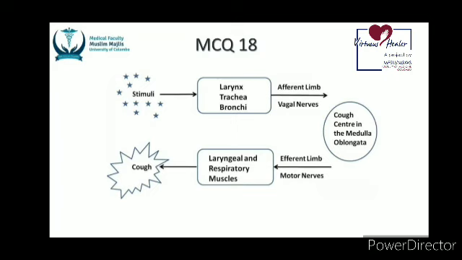When the respiratory mucous membrane gets irritated by various stimuli, impulses will be generated in the respiratory mucosa and these impulses will travel through the vagal nerves to the cough center, that is in the medulla oblongata. And from the medulla oblongata, the efferent impulses are going to come through the motor nerves that supply the respiratory muscles and the laryngeal muscles. And the effect is going to be a cough response.